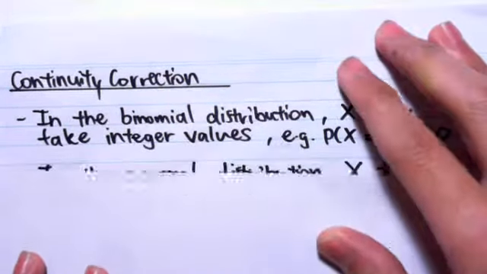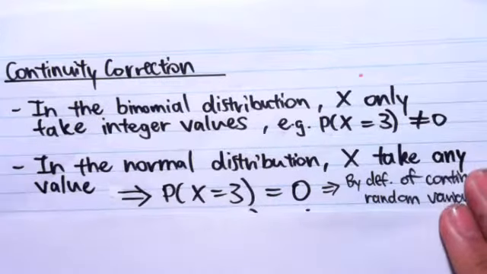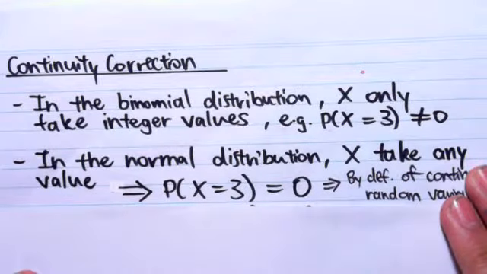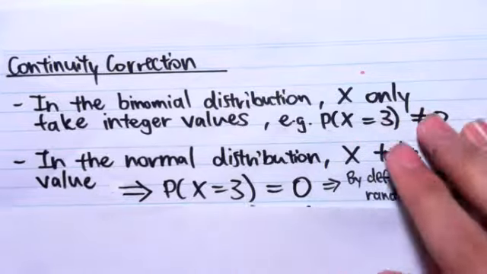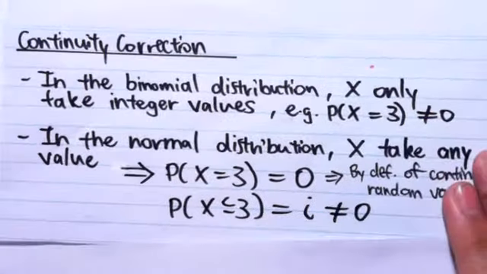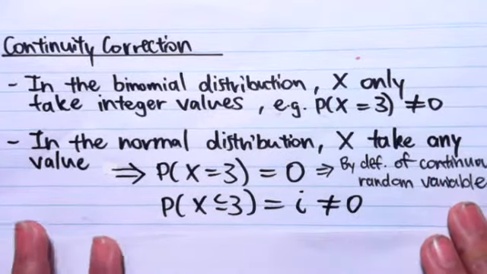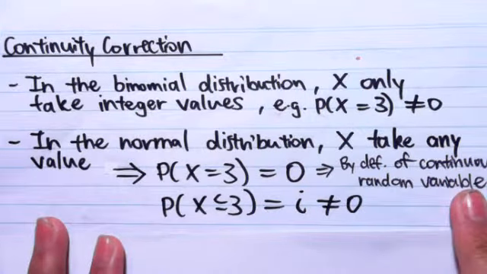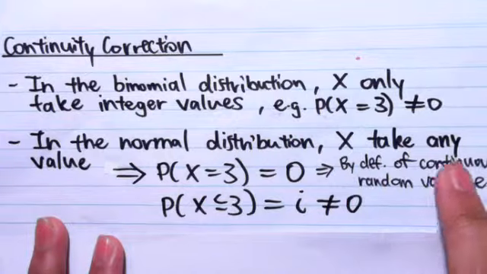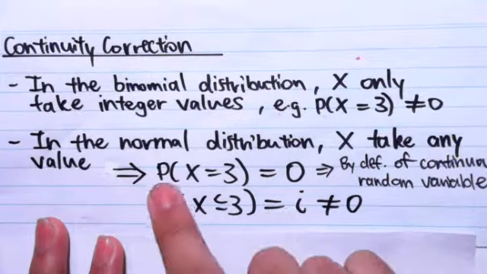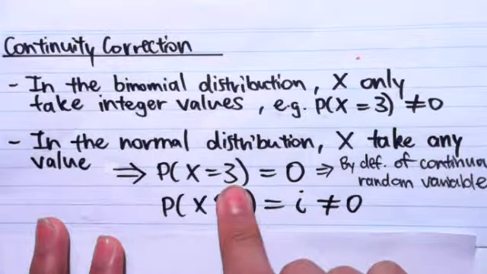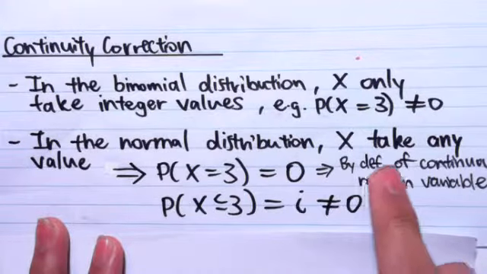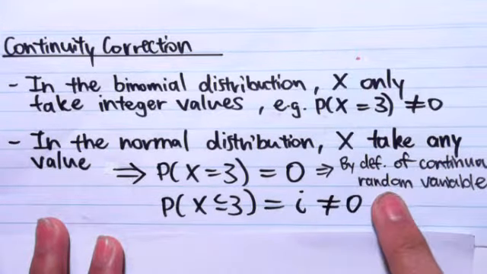And if you also remember, in a normal distribution, we know that x, our normal random variable, can take any value. And so a normal random variable is a type of continuous random variable, and we know that by the definition of a continuous random variable, the probability that x is equal to some number must equal 0. So that's by the definition of a continuous random variable.